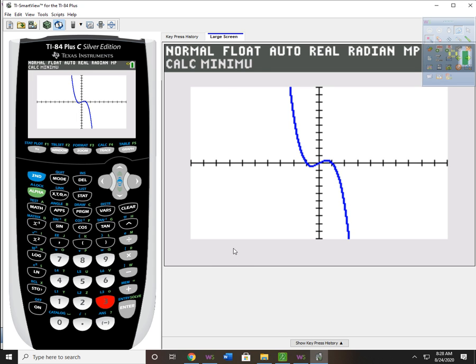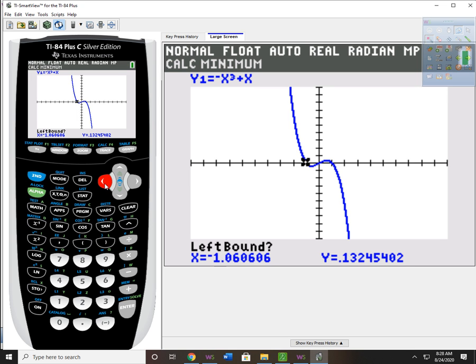Now this says, are you on the left side? I am not on the left side of my minimum, so I'm going to arrow my spider guy over. Make sure you're really on the left. Press enter. And then I'm going to have to take him over to the right side and press enter. So I've got my two lines around that, correct? Press enter, and it should pop down there and tell you that the minimum is negative 0.58 for the x and negative 0.38 for the y.